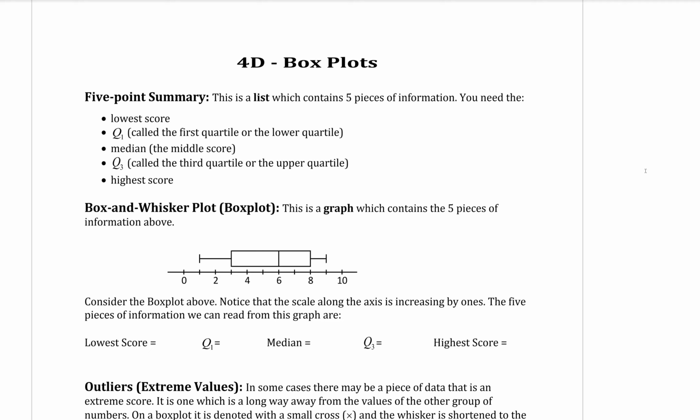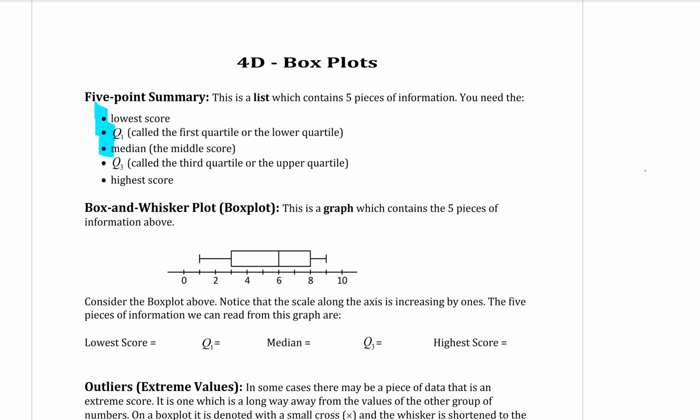Box plots. Once you know how to do your 5-number summary, we can draw a box plot from there. Here's a reminder of what your 5-point summary is: we have our lowest, our Q1, the median, which is our Q2, Q3, and our highest score. The box and whisker plot is made using those 5 numbers.